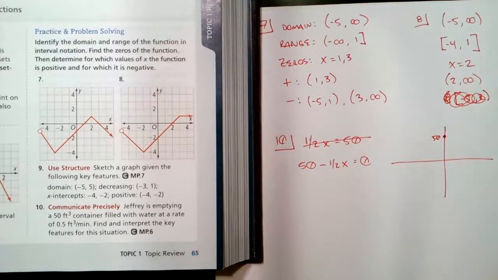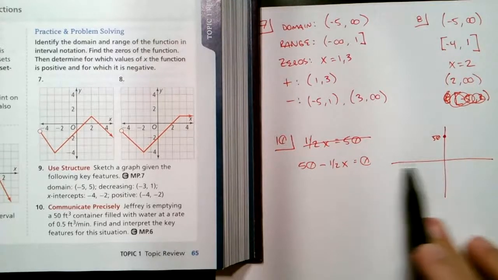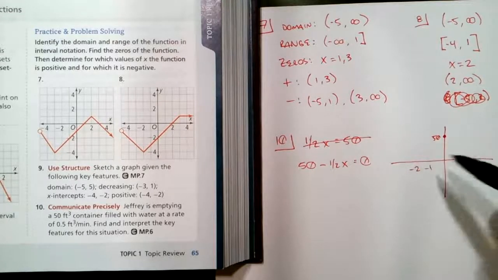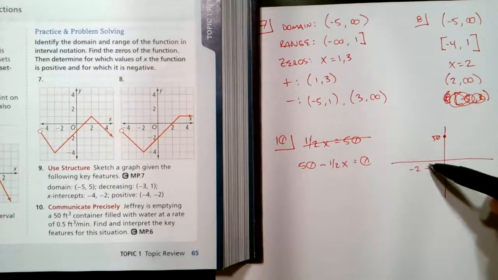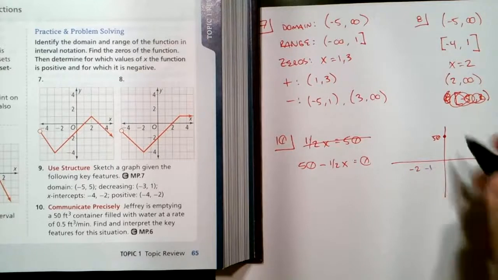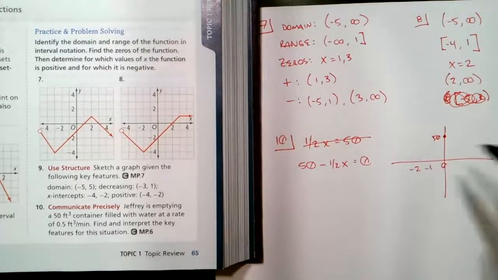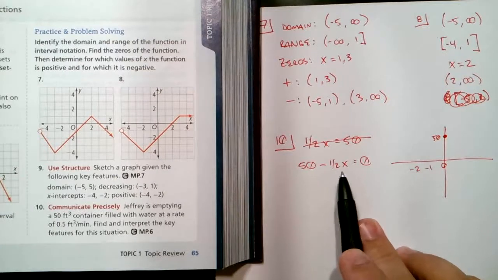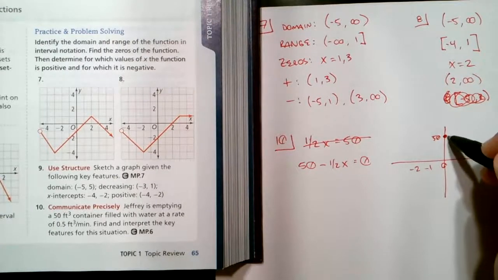If I were to graph something like this, and you can do this as well, 50 would be my y-intercept. I wouldn't have anything to the left of x equals 0, like this is -1, -2, right? Because I can't have -1 minutes, -2 minutes, right? I would just start at 0. It would start at the y-intercept.